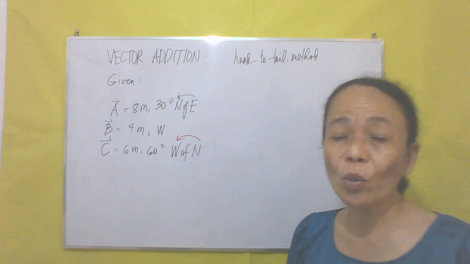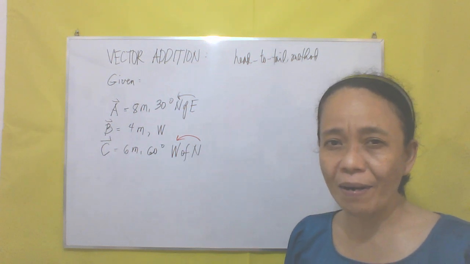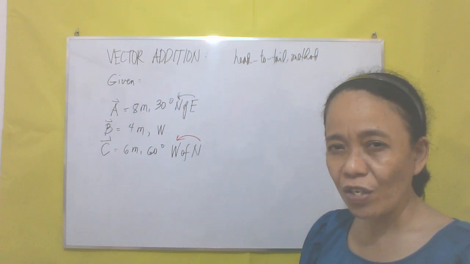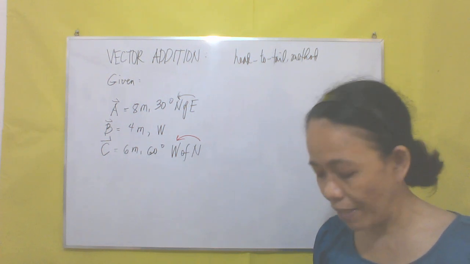So first, we're going to make a vector diagram. What is a vector diagram? A vector diagram is just a representation of vectors using the Cartesian plane, or Cartesian coordinate axis, or the XY plane.